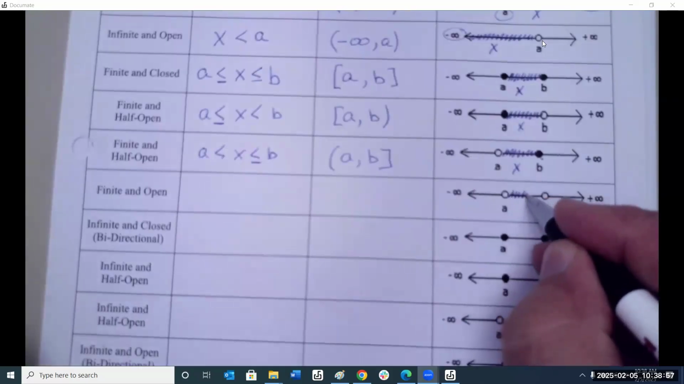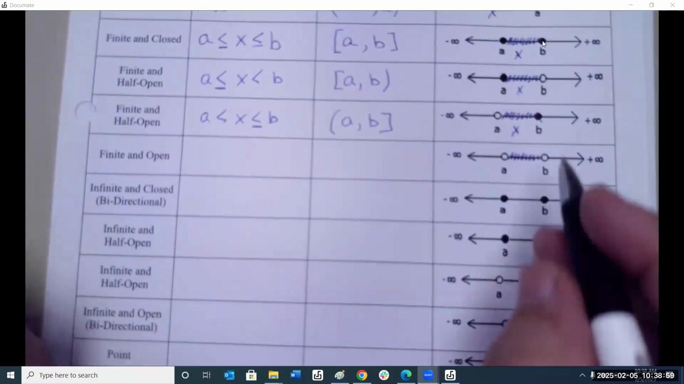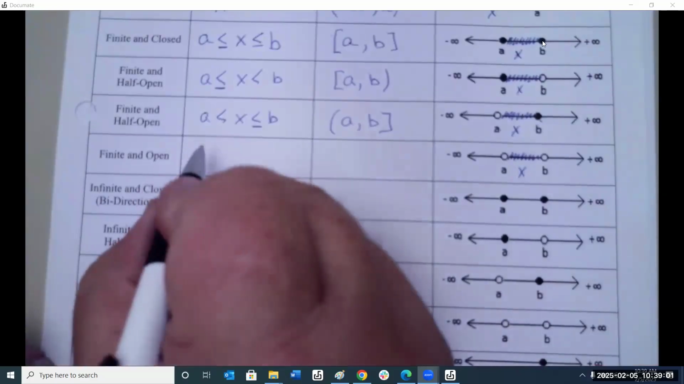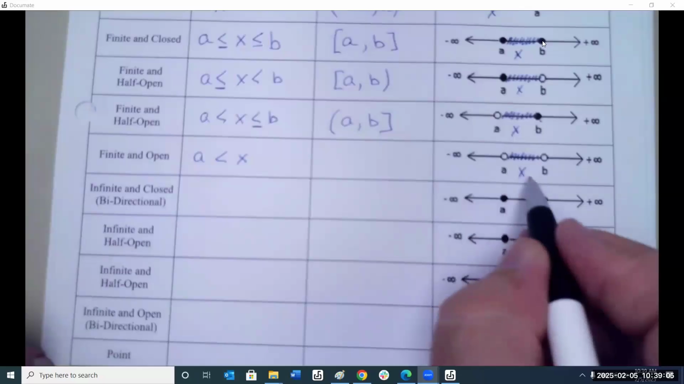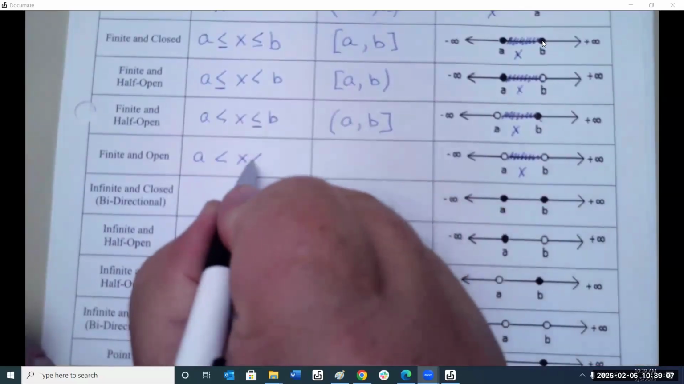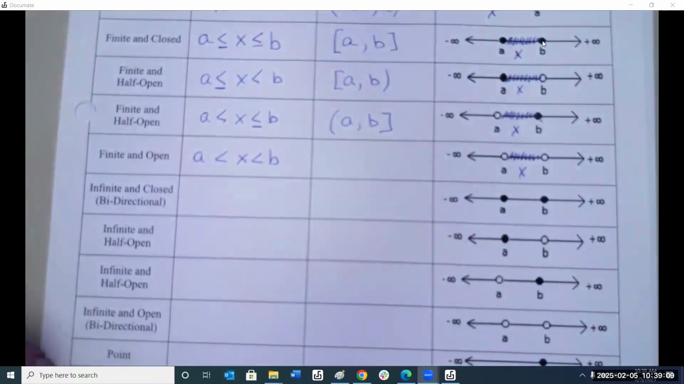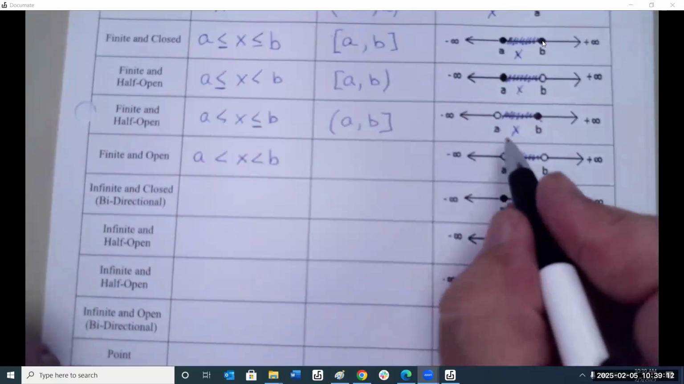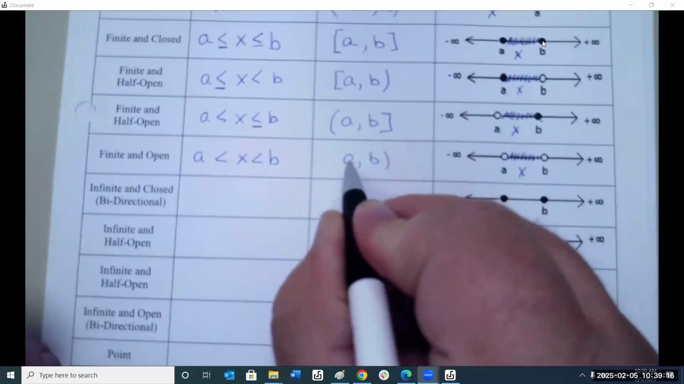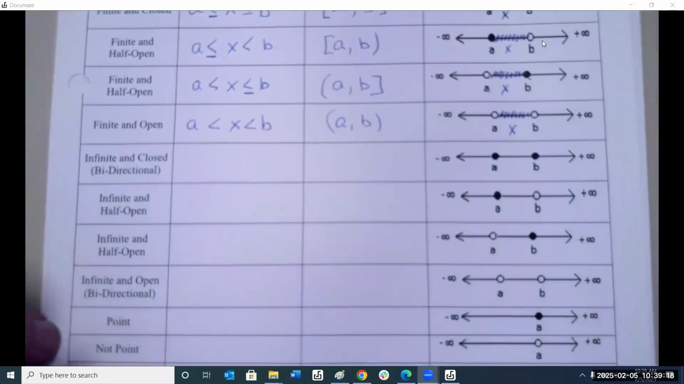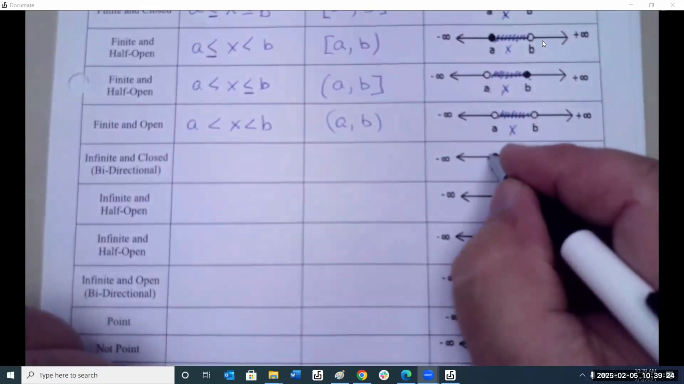And the last one of this set, again, A is less than X, because it's to the left, and X is less than B. And I can't use either of them. So my range goes from A to B, and they're both parentheses. Now we're going to opposite directions. I'm going to look at this part.